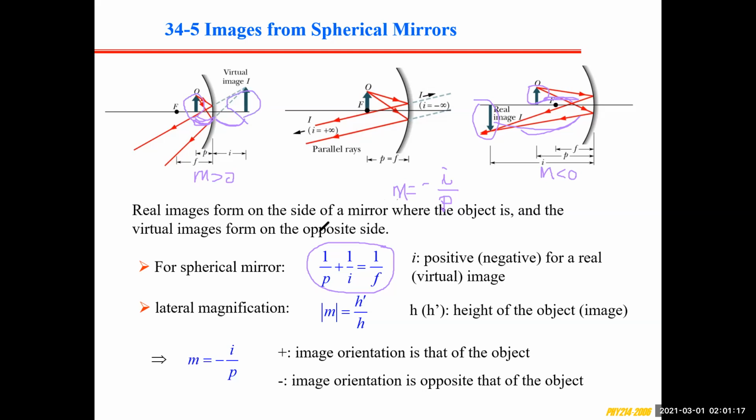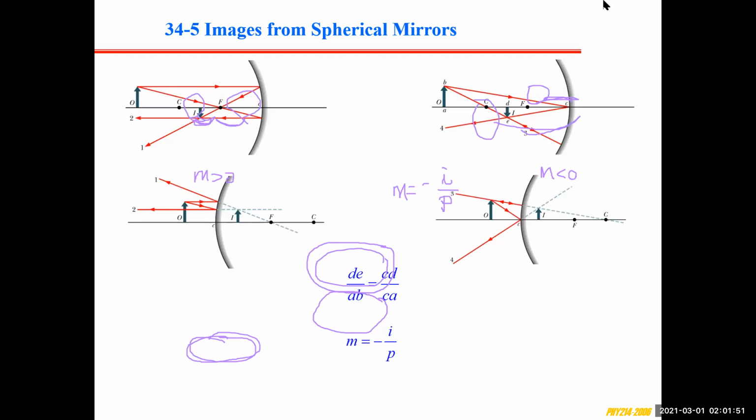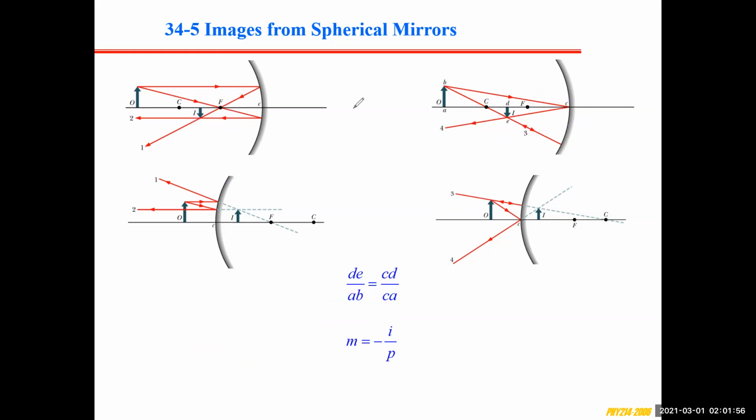Okay, so that's how you apply this equation and that equation in order to determine the attributes of the image. This is the equation to determine whether it's larger or smaller, this is the equation to determine whether it's flipped or the same orientation, and this is the equation that tells you whether the image is virtual or real. Okay, right. So here are a few more diagrams to show you how the images are formed.